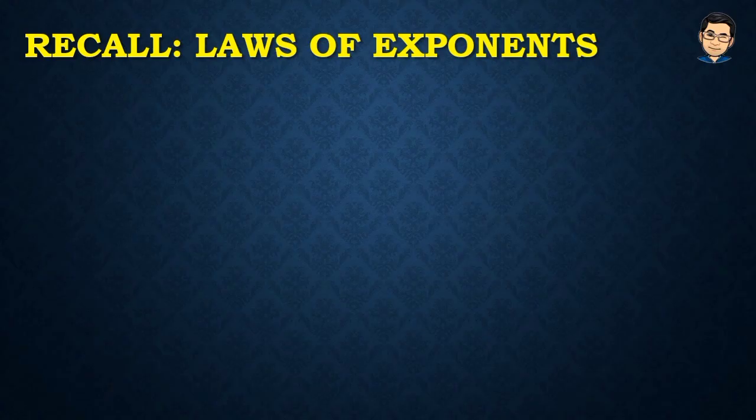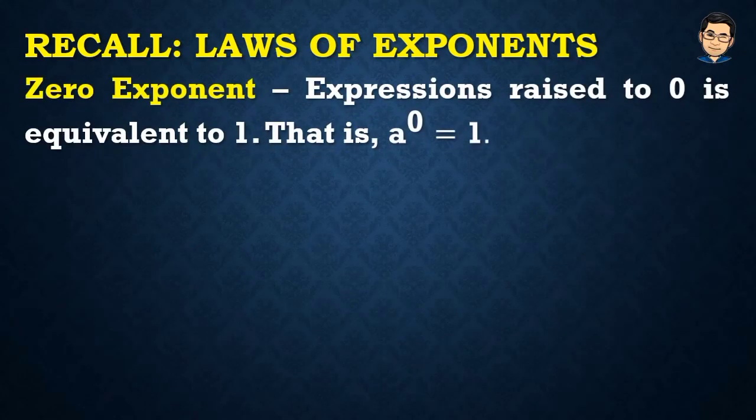So, yung pinaka-last na law natin, ito yung pinakamadali sa lahat. So, that is zero exponent. Expressions raised to 0 is equivalent to 1. That is a raised to 0 is equal to 1. So, any polynomial raised to 0, the answer is 1.